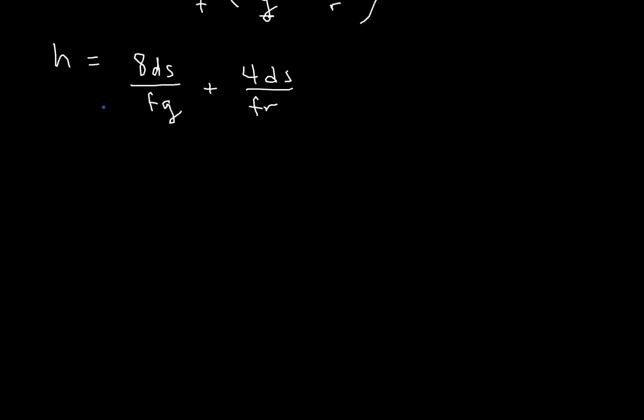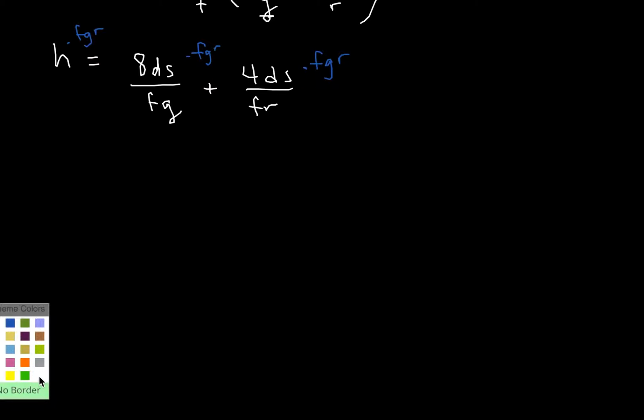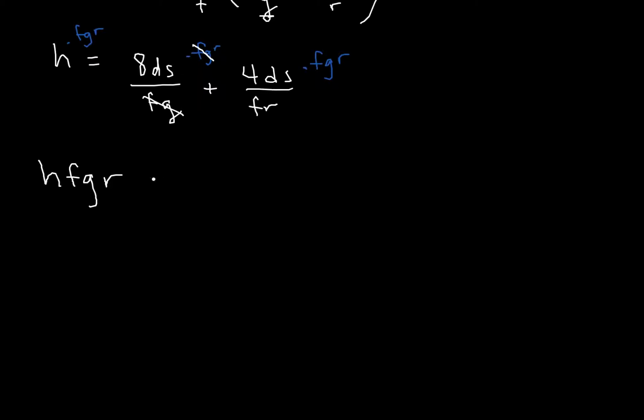Let's just make this a little bit more exciting. So everybody by FGR, this guy by FGR, and this one times FGR. Or you can make one set of parentheses and put FGR outside of the parentheses. Okay, so we're going to get HFGR. The FG's cancel out, so we get 8DRS. The FR's cancel out, so we get plus 4DSG.